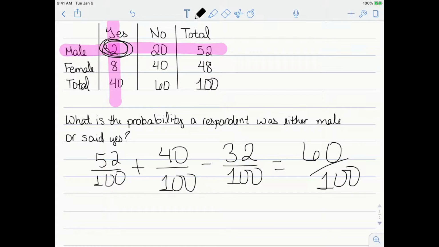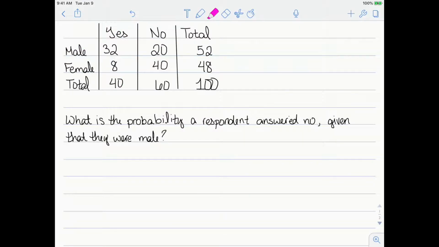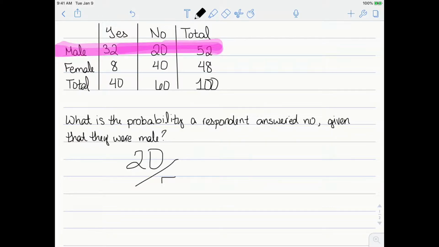My next one, what's the probability a respondent answered no given that they were male? Well, this one's a little bit trickier because we haven't done any examples exactly quite like this, but we can figure it out. So the part of this problem that says given that they were male means that I know this person was a male, so I know I'm considering the males. So I want to know the chance that they answered no. Well, I had 20 males answer no out of a total of 52 males.